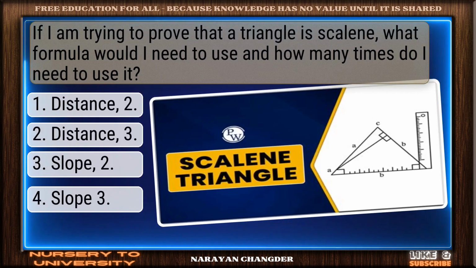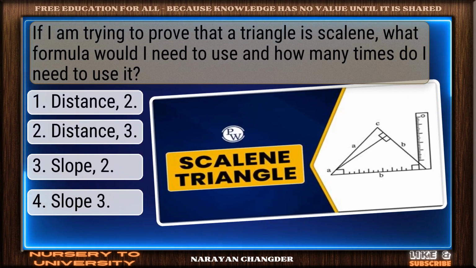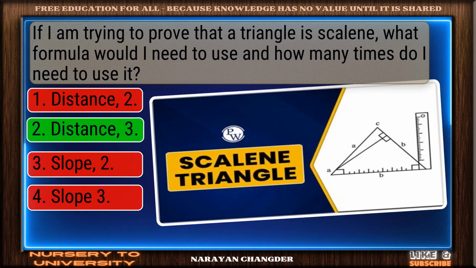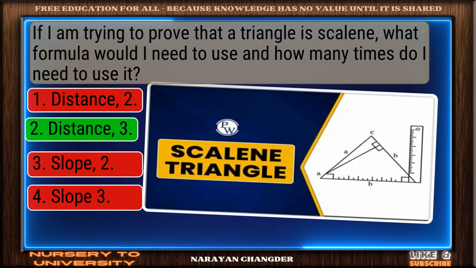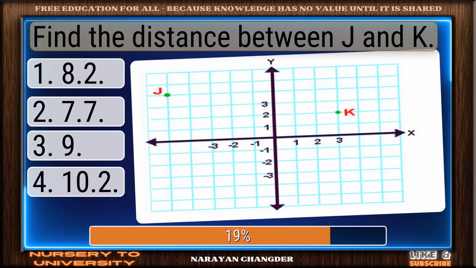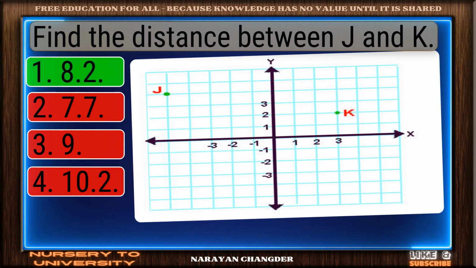If I am trying to prove that a triangle is scalene, what formula would I need to use and how many times do I need to use it? Nice selection. Distance 3 is correct. Find the distance between J and K. Well done. 8.2 is right.